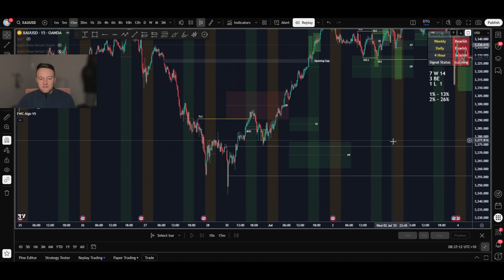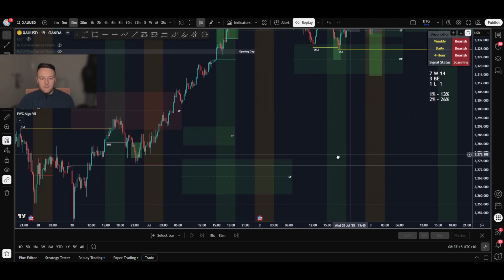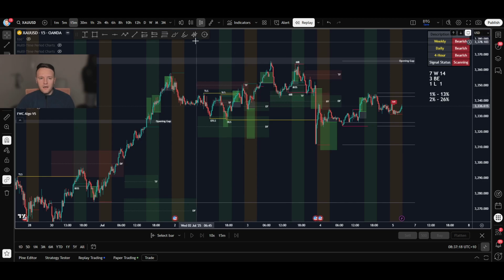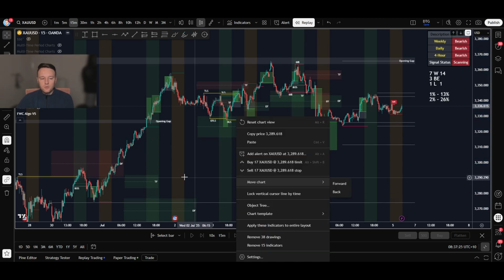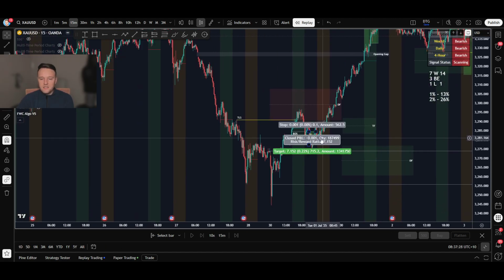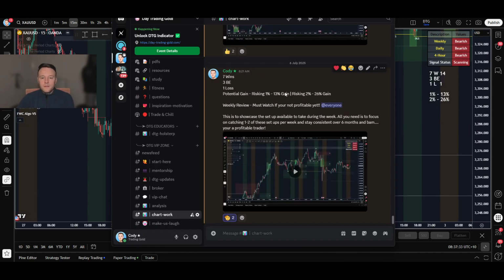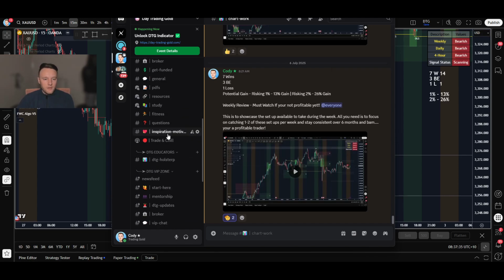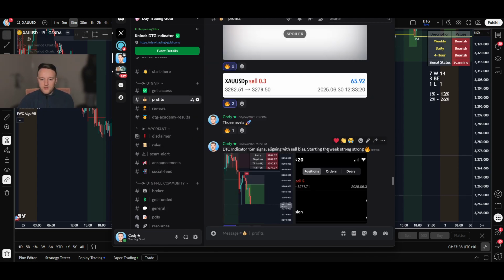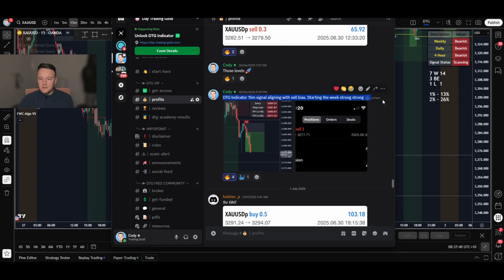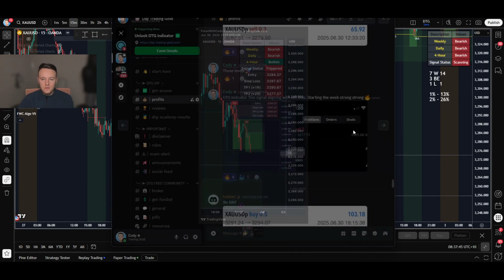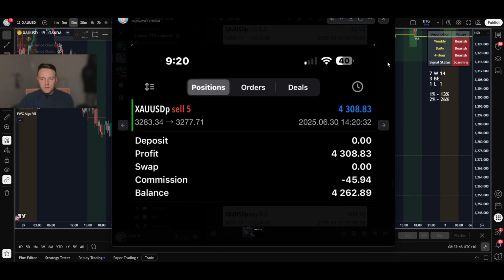So the first setup here was on Monday, and I was actually on holiday up until this point right here. I actually took this setup right here while I was away, and it was a winning trade. Beautiful. You can see the video I just uploaded here, but my profit from this trade is right here. You can see this is where I took the entry right here. DTG 15-minute signal aligning with sell bias, starting the week strong. Strong, right? Nice little 4.3 out of there.